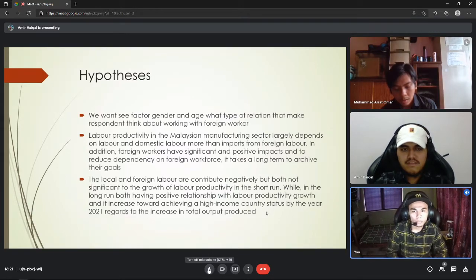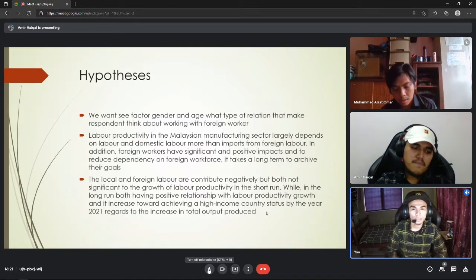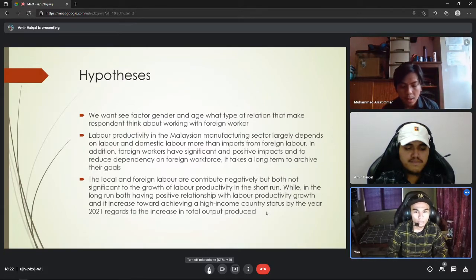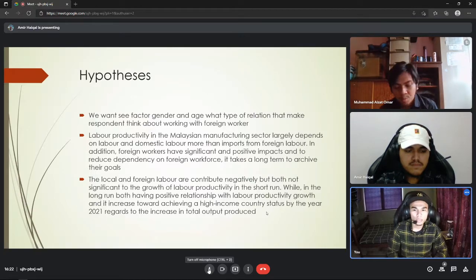Local and foreign labor contribute negatively, but both are not significant to the growth of labor productivity in the short run, while in the long run, both have a positive relationship with labor productivity growth, and it increases towards achieving high income country status by the year 2021 with regard to the increase in total output produced. Next slide.